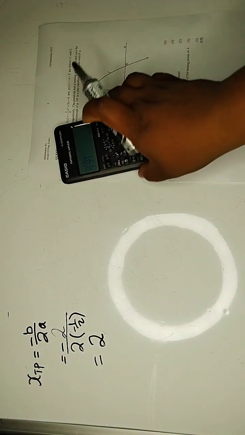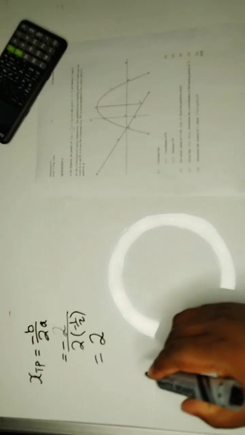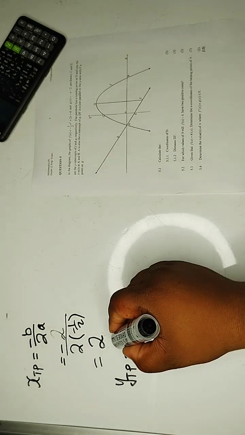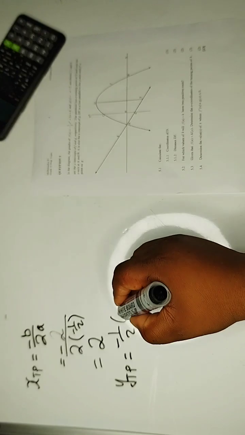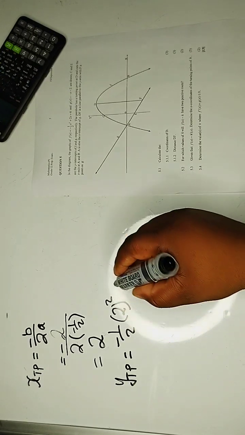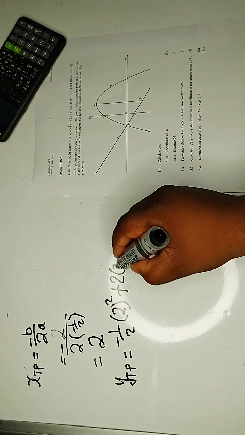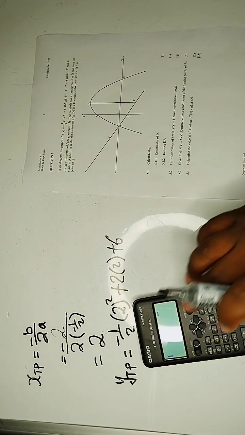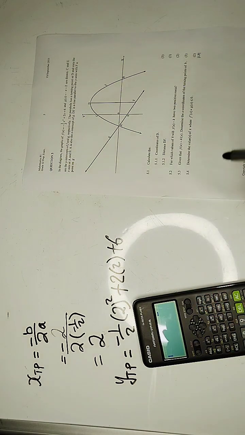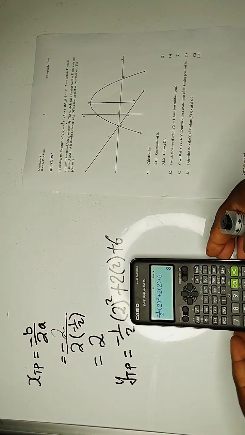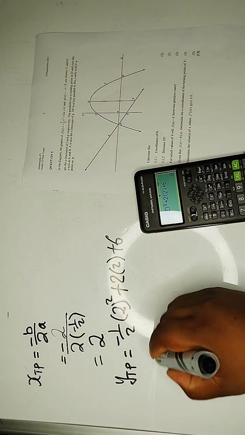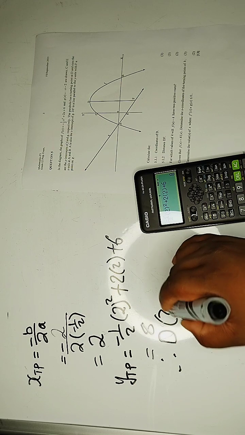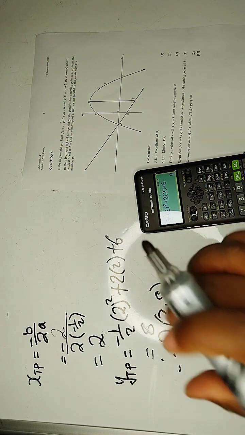Take this 2, substitute back into the original, hence you will have what? Y of the turning point is equal to negative 1 over 2 into 2 all squared plus 2 into 2 plus 6, and this you also punch on your calculator. After you have punched it in your calculator, you get 8. Therefore, the coordinate of D is given by (2; 8). That is your turning point.